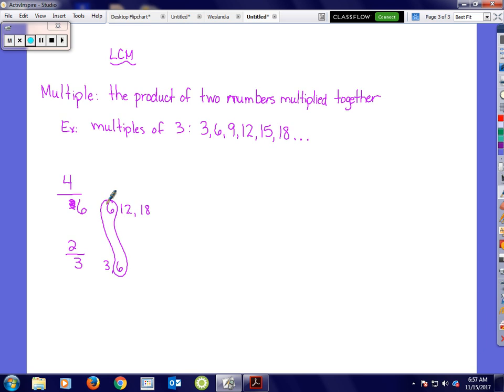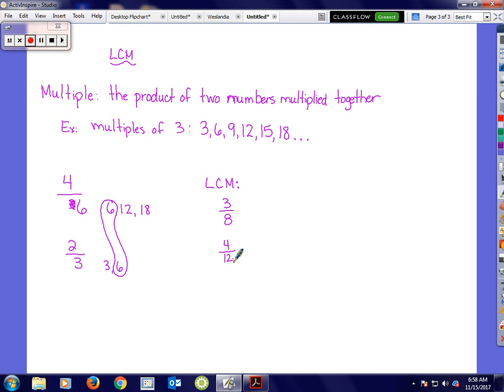So let's do a practice problem for you. What I would like you to do is find the least common multiple for 3/8 and 4/12ths. Okay, so go ahead and find your least common multiple.